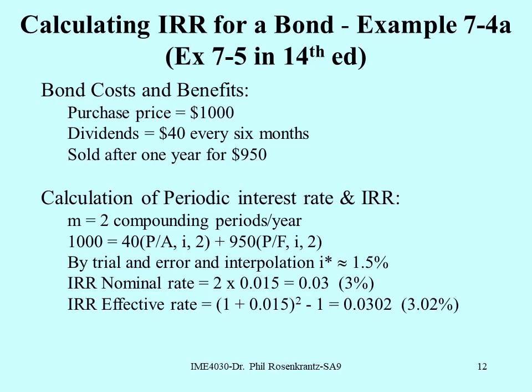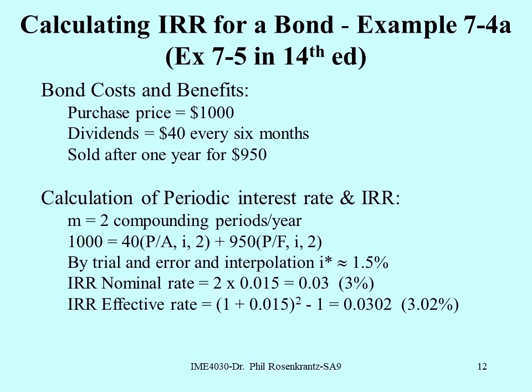If we look at our formula, we have $1,000 equals $40 times the P over A factor, i% for 2 periods, plus $950 times the P over F factor, i%, 2 periods. Now that goes back to our identity that the present worth of benefits equals the present worth of costs. By trial and error, we get that the periodic interest rate is about 1.5%.